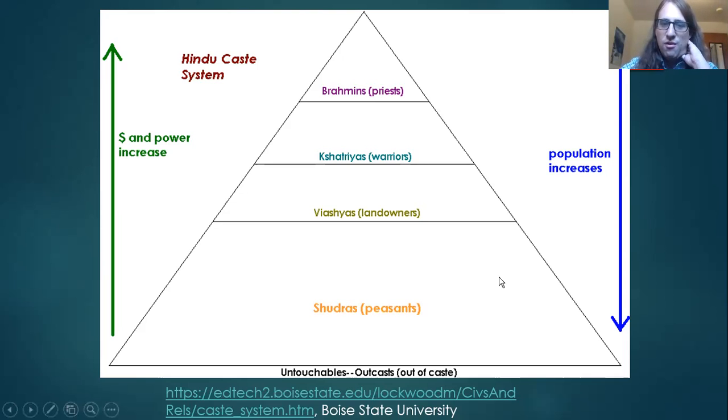The Shudras are the peasants, and then there are also a group of people known as the untouchables, who you're not even really supposed to interact with in the caste system. They are people who are out of the caste or somehow considered worse than peasants. And then over time, within these different groups, you get more groups going on. For instance, within the landowner caste, you might have the candy maker caste and the shoemaker caste and things like that.